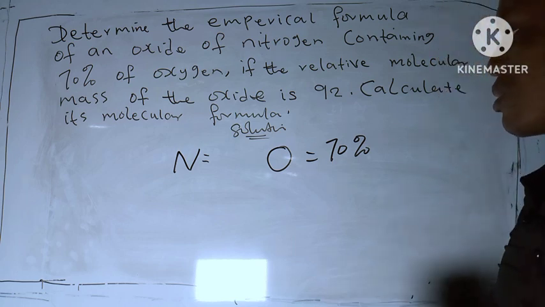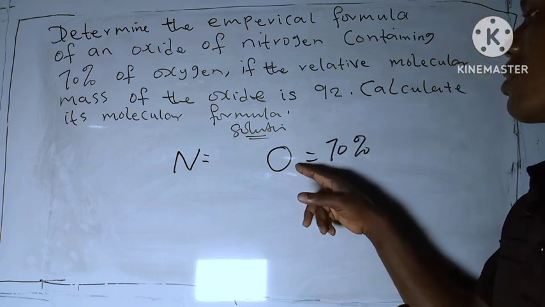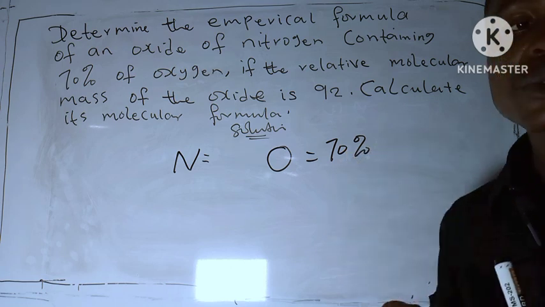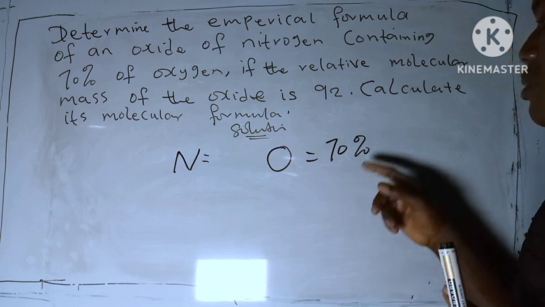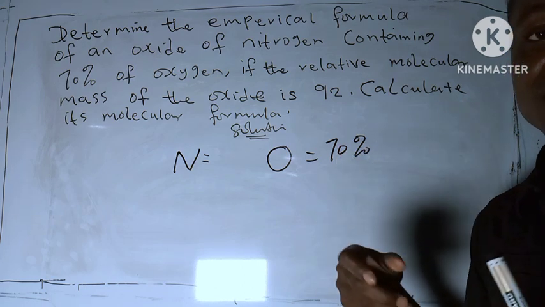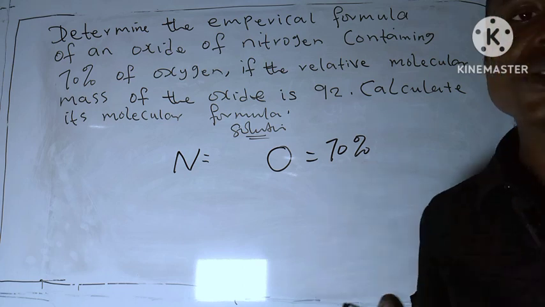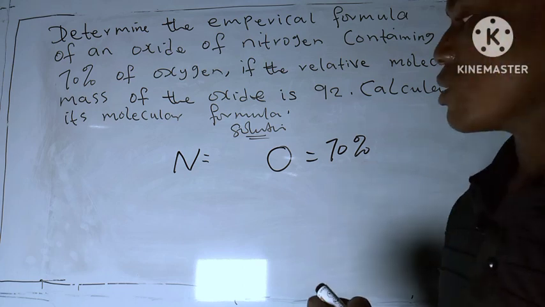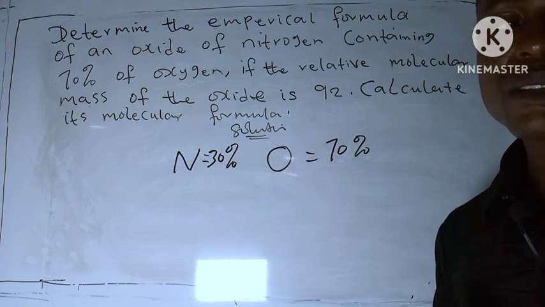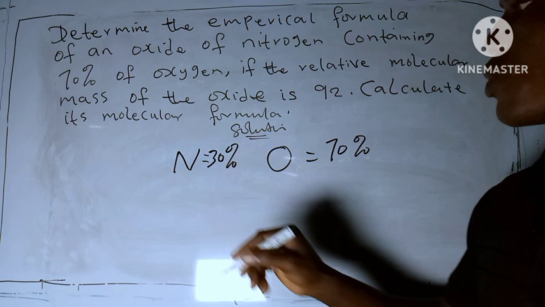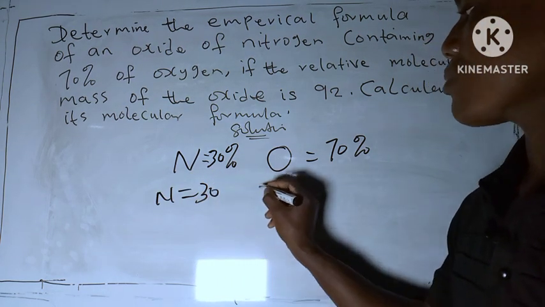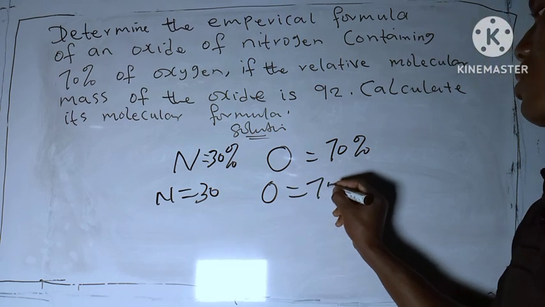Okay, let's understand something here. Since the question said oxygen is 70%, and percent means the total is 100, meaning what is remaining to complete 100 is 30, isn't it? So 70 plus 30 is 100. So the percentage of nitrogen here is 30%. Are you getting it now? So we have nitrogen is equal to 30 and oxygen is 70.